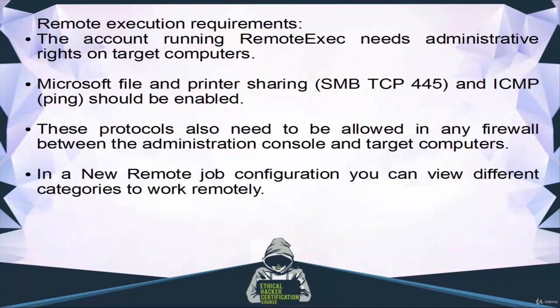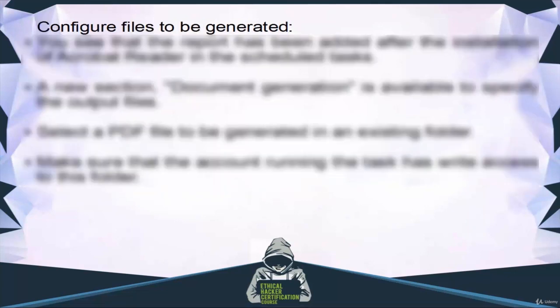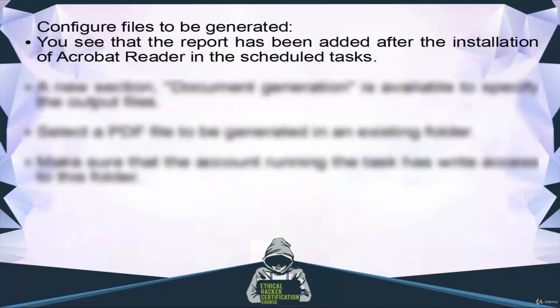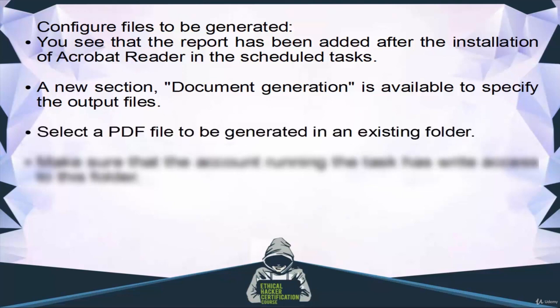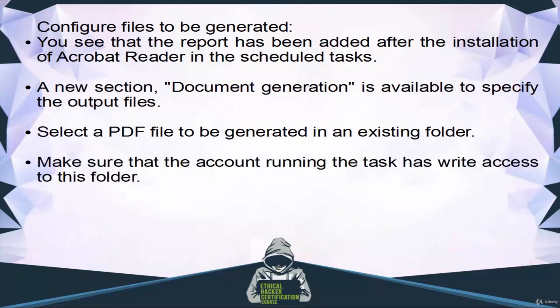In the new remote job configuration, you can view different categories to work remotely and configure files to be generated. You see that the report has been added after the installation of Acrobat Reader in the scheduled task. A new section, document generation, is available. To specify the output files, select a PDF file to be generated in an existing folder. Make sure that the account running the task has write access to this folder.